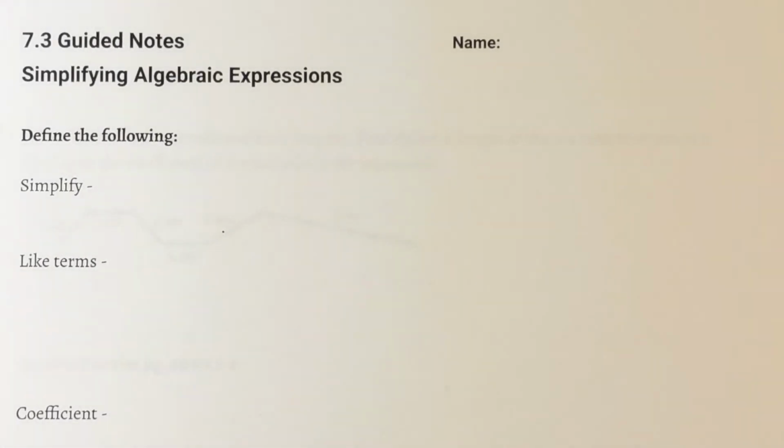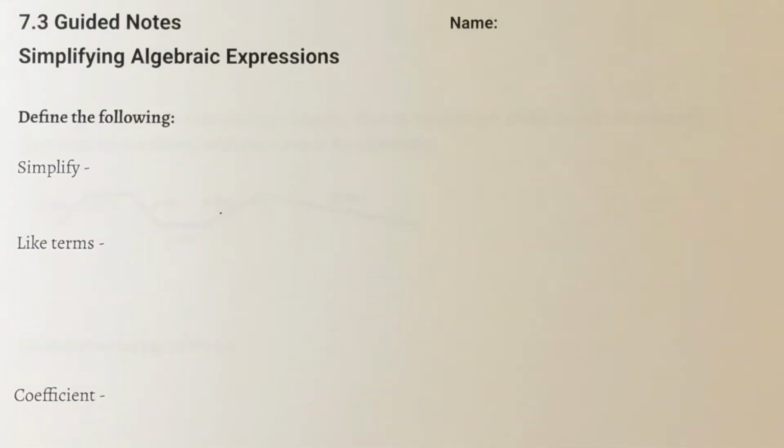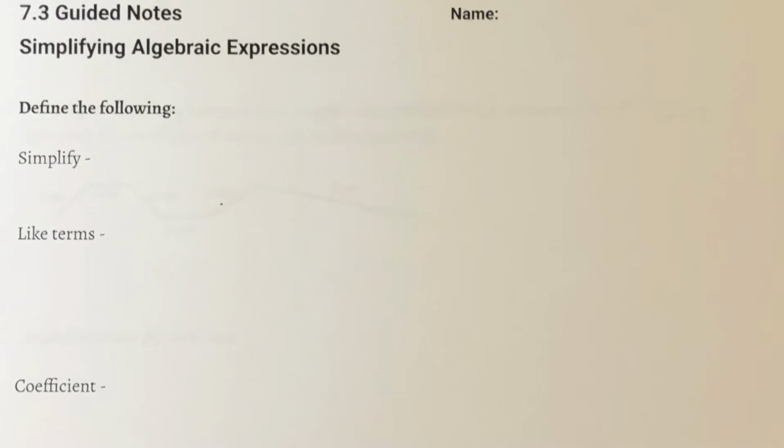So today we're going over 7.3, simplifying algebraic expressions. Specifically, how to take an expression and combine the things that can be combined and leave it when you can't do anything else with it. We have 4 vocabulary terms. Our first one is simplify. This is what we're going to be doing.